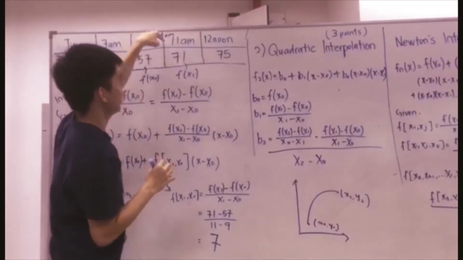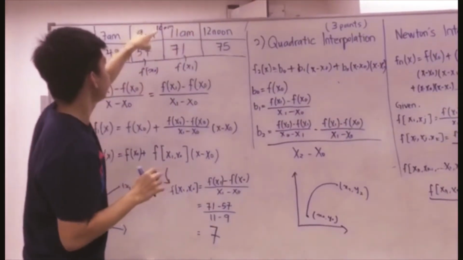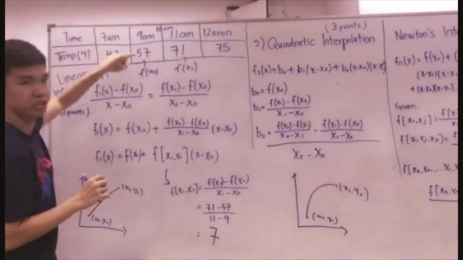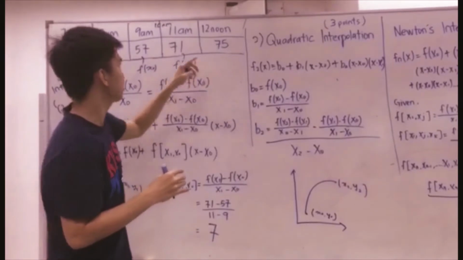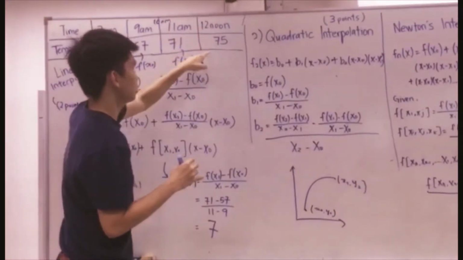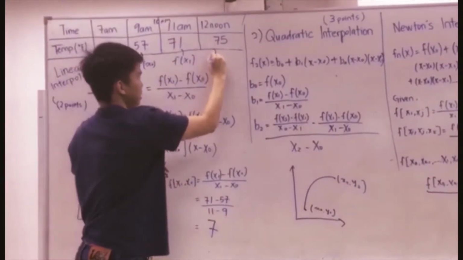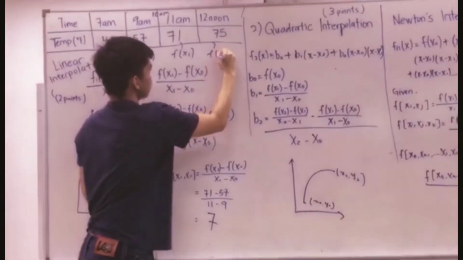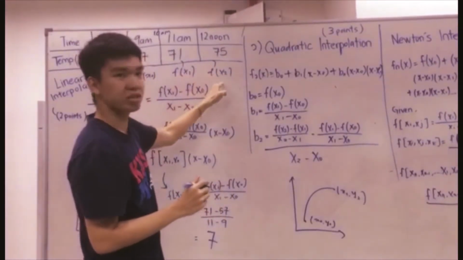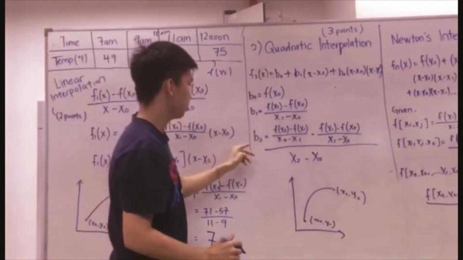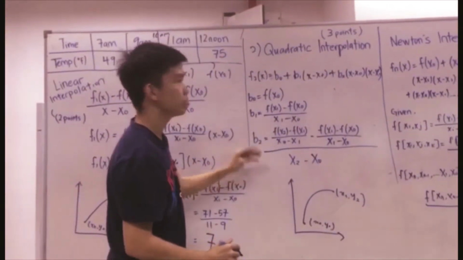12 minus 10 is 2, and 10 a.m. minus 7 a.m. is 3. So we choose the one with the small difference, which is 12 a.m. In this case, this will be your fx2. So you locate your 3 points, then sub into the general formula, and you get your answer.